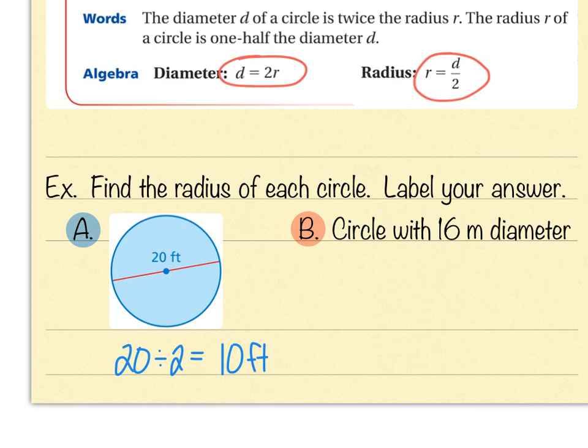But we don't actually need a picture of a circle to find what the radius or what the diameter is. Here in example B, it says a circle with a 16-meter diameter. Well, I don't need a picture of that. I know that the radius is always half, so 16 divided by 2 means that the radius, since we're finding the radius, is going to be 8 meters.